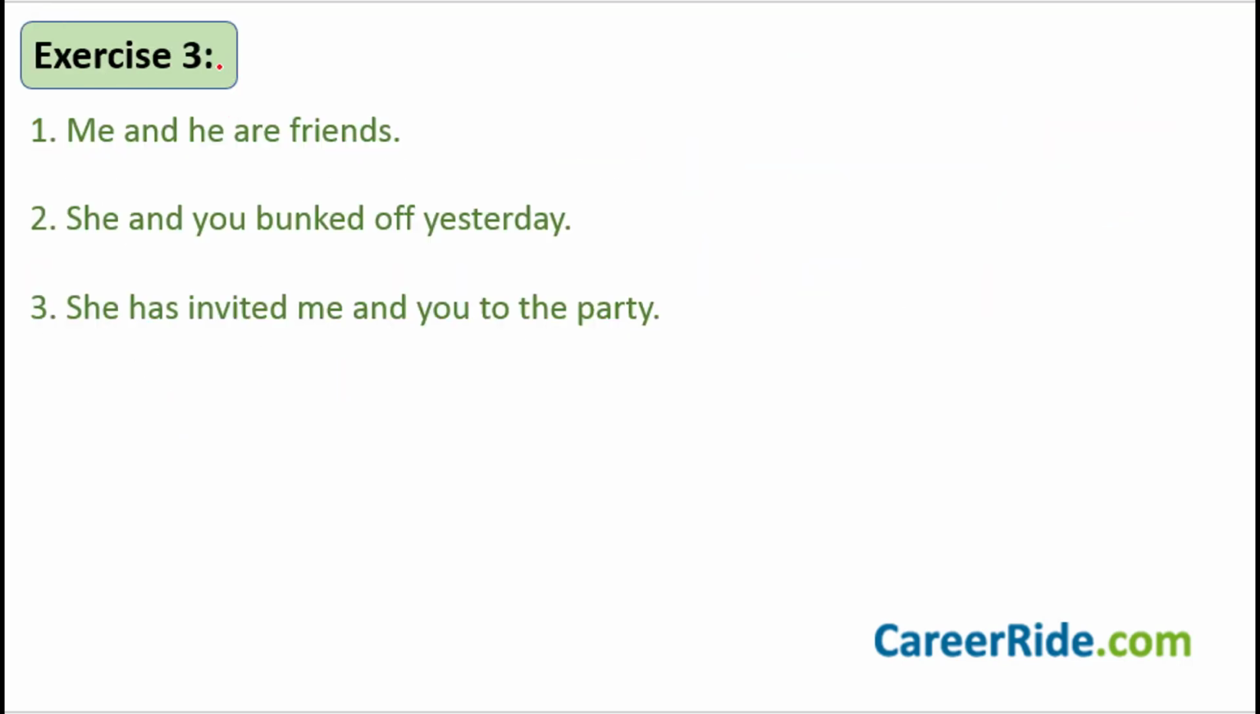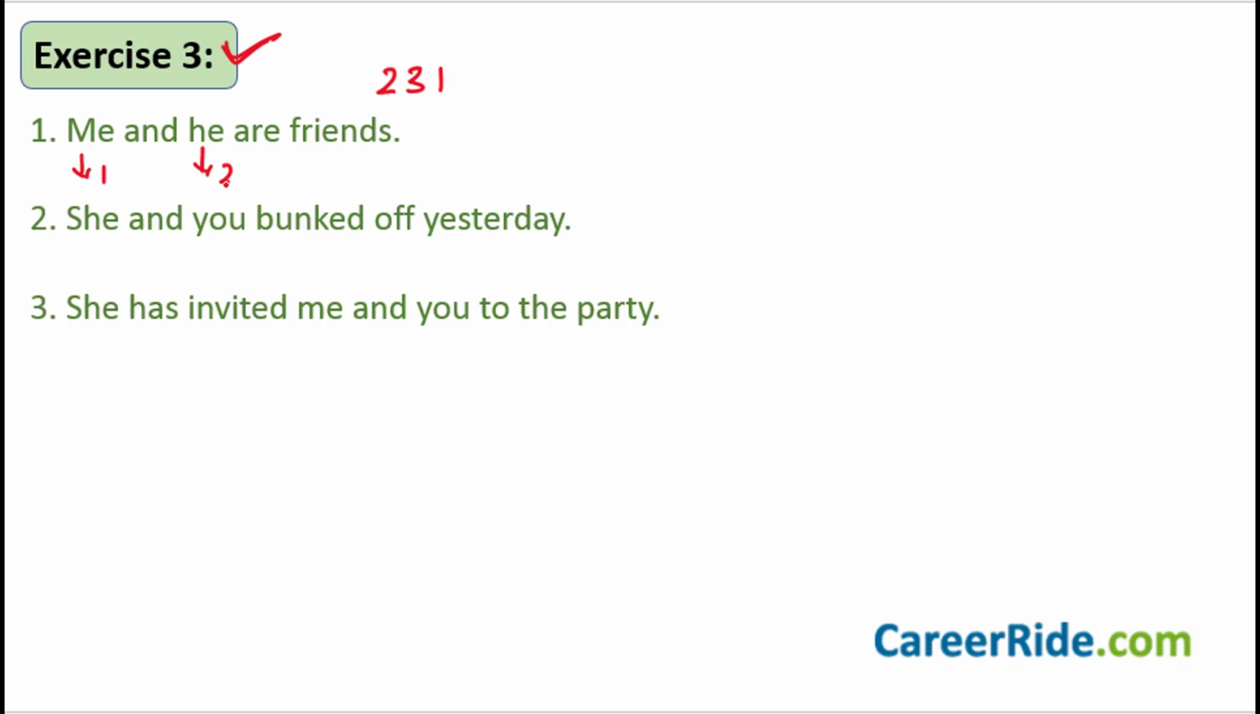Okay, now based on this understanding, let's try to solve this exercise number 3. There are 3 sentences given to you here. Try to identify which of these sentences is correct and which of them is wrong. Okay, let's see the first one. Me and he are friends. The general sentence, which means the sequence has to be 231 for the pronouns. Me is first person and he is, second person?